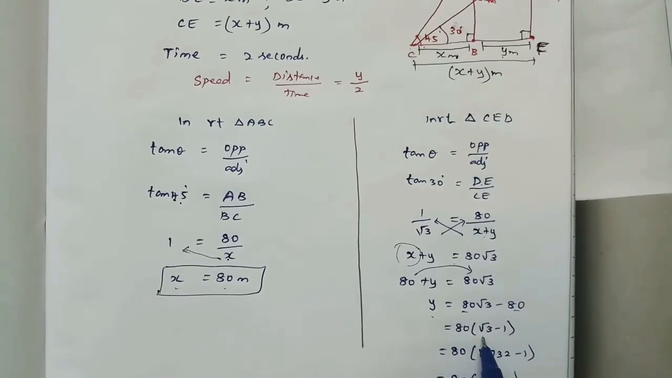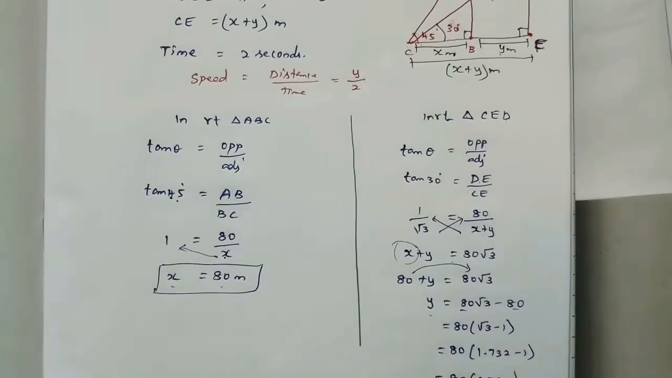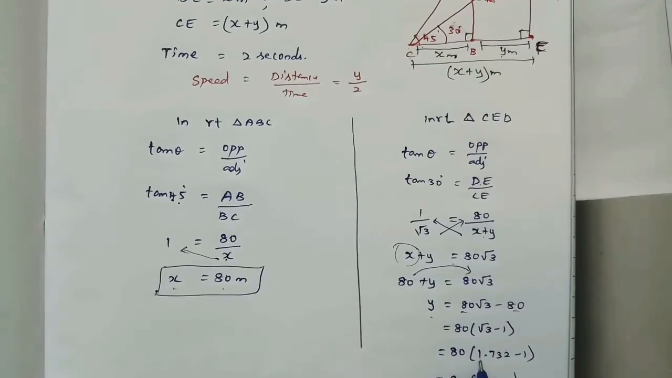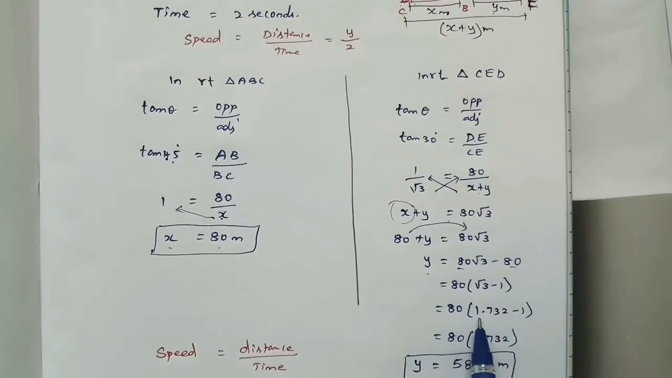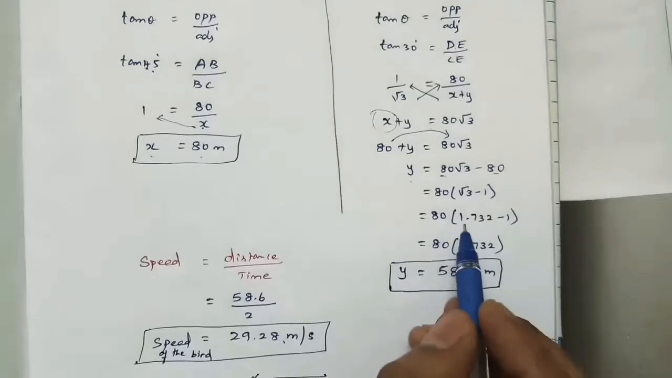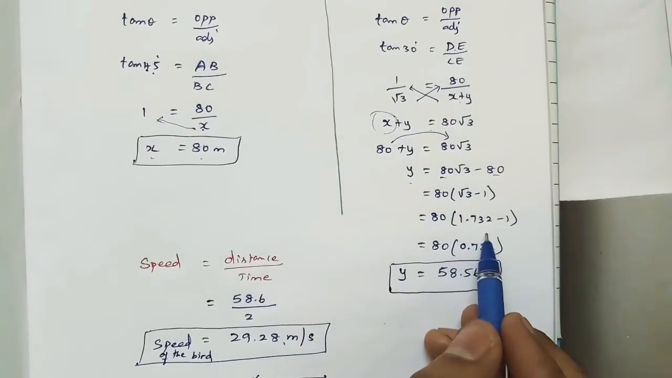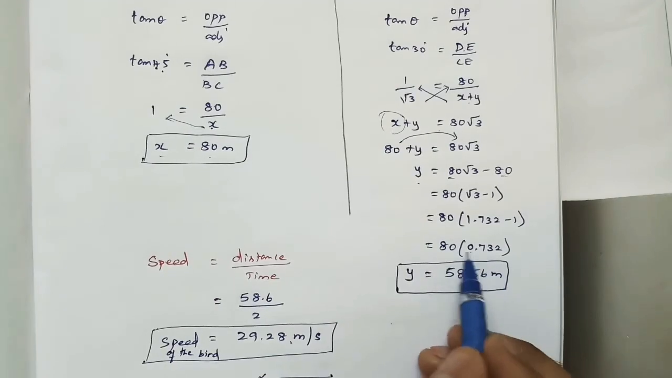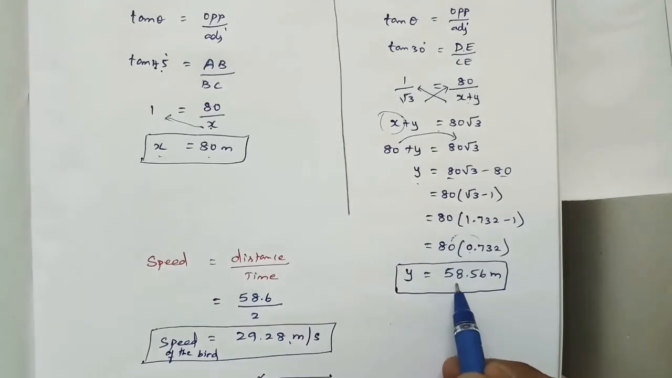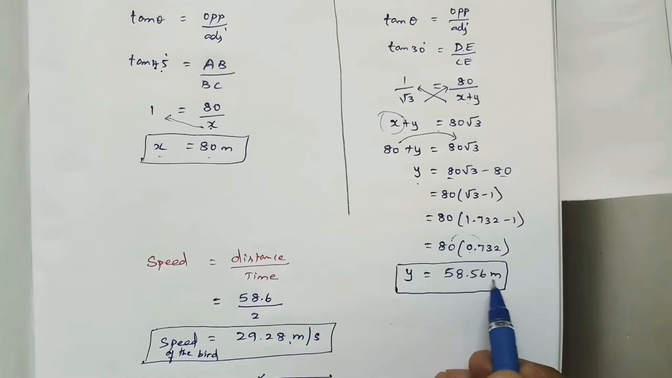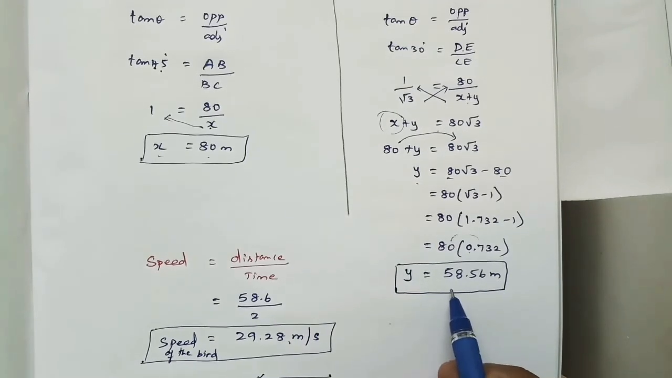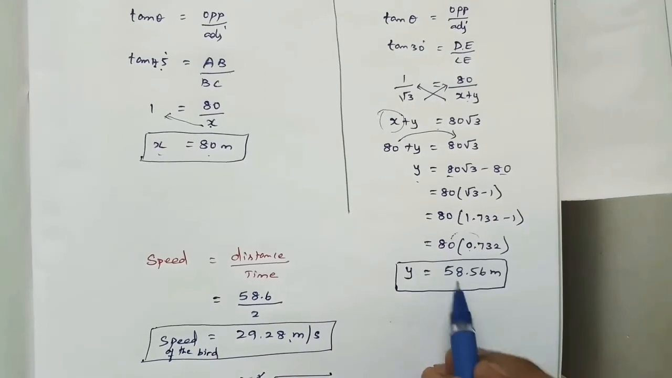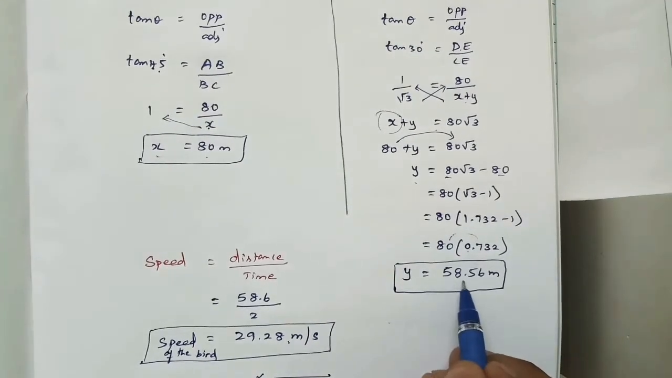Already we know the value of root 3, and they ask you to substitute it. What is the value of root 3? 1.732. So substitute root 3 is equal to 1.732. So 1.732 minus 1 is equal to 0.732. Then 80 into 0.732 is equal to 58.56 meter. Now we got the distance traveled by the bird in 2 seconds, which is 58.56 meter.